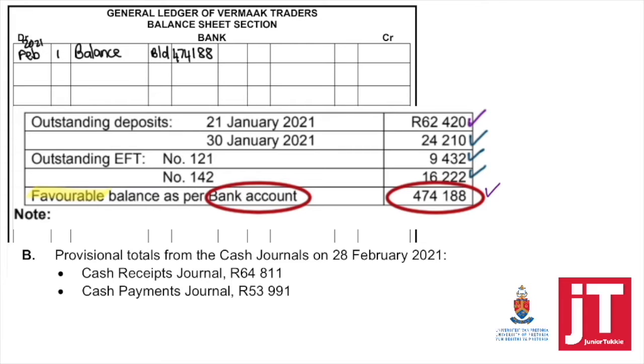Information B, the provisional totals from the cash journals. Remember, bank recon, we're updating our books. So we still need to include those totals in our balance in the bank account. So on the debit side, we're going to have sundry accounts or total receipts, 64,811. And on the credit side, sundry accounts or total payments from the CPJ, 53,991.